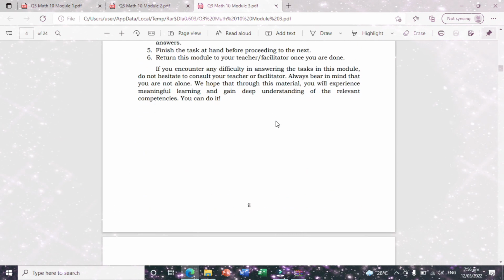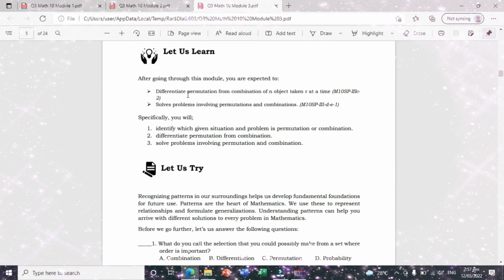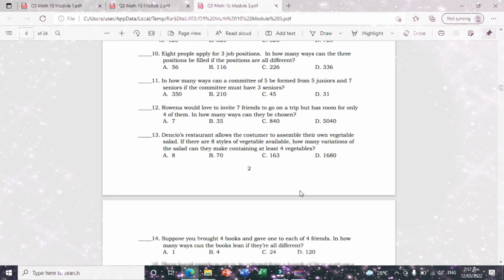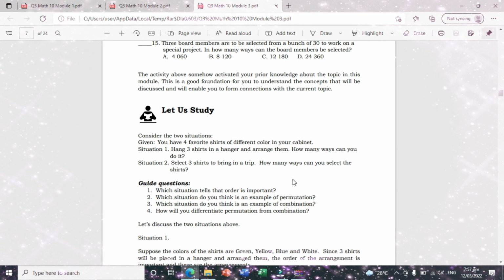So, our objectives for today, after going through this module, you are expected to differentiate permutation from combination of n objects taken r at a time, and solve problems involving permutations and combinations. Specifically, you will identify which given situation and problem is permutation or combination, differentiate permutation from combination, as well as solve problems involving permutation and combination. Are you ready now? Okay, let us study.